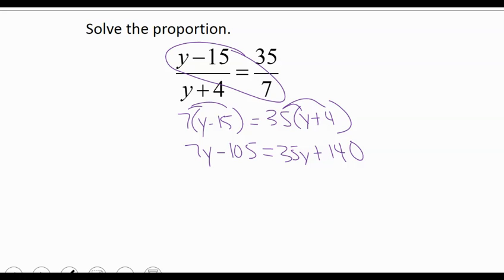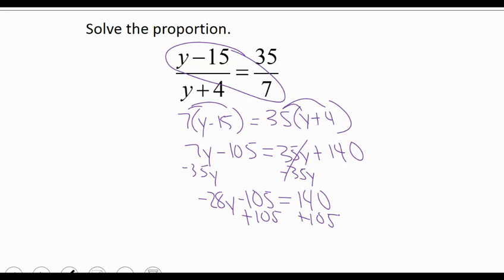I've got variables on both sides of my equation, so I got to cancel one out. So I'm going to subtract 35y. I do that, I get negative 28y minus 105. And on the other side, those cancel out, so I just have 140. Now I just have a two-step equation, add 105. So negative 28y equals 245. Divide by negative 28.